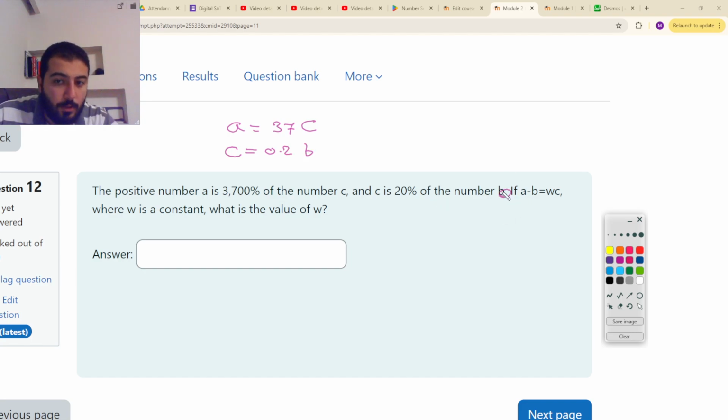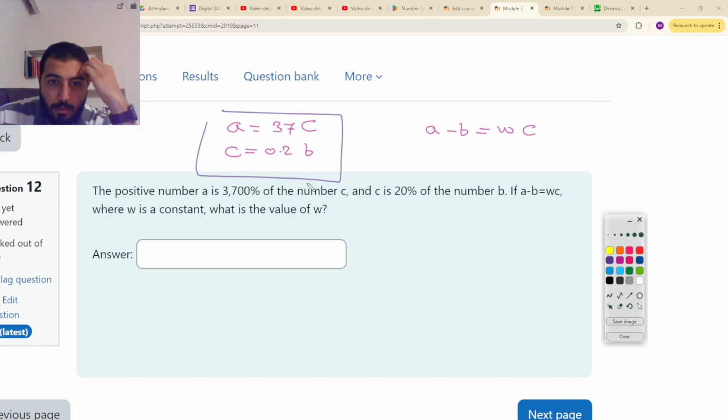And this is a dot. We finished this sentence, so this is a new equation: a minus b is equal to wc. A minus b is equal to w multiplied by c. We don't have w, and he's asking what is the value of w. Here we have two equations with three unknowns, a, b, and c, so we cannot solve.